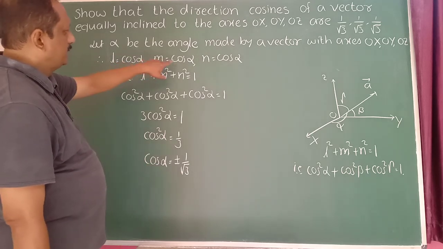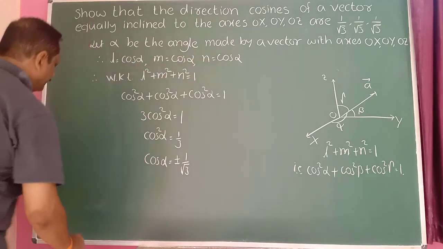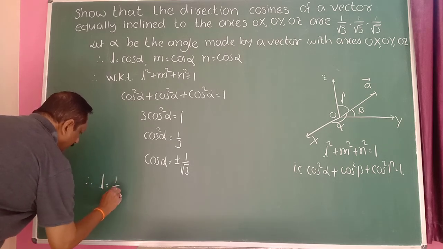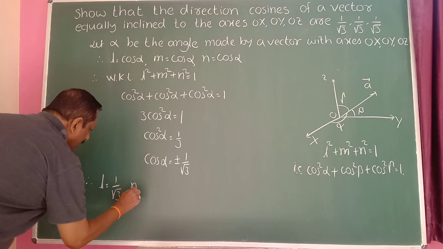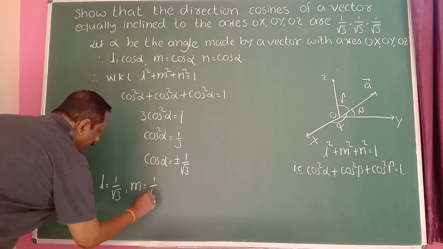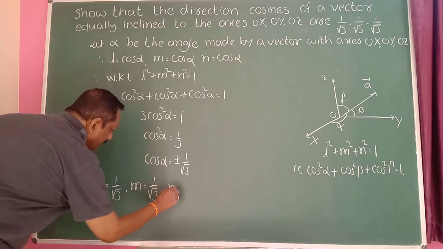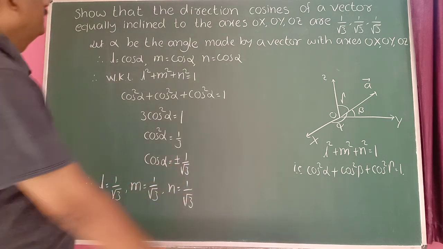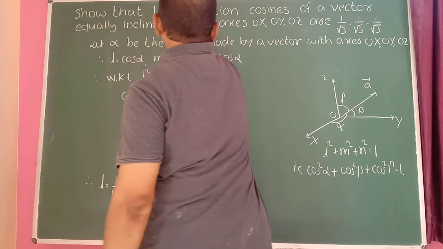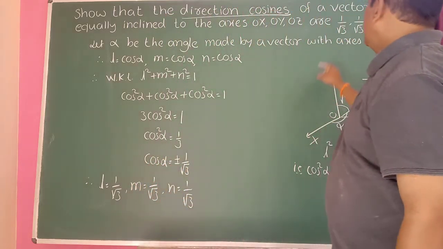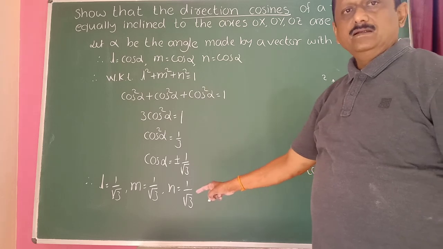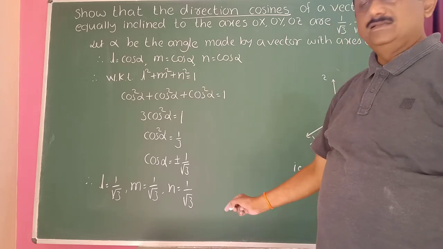So l is equal to 1 divided by root 3, m is equal to 1 divided by root 3, and n is equal to 1 by root 3. Okay, therefore here we show that the direction cosines are 1 by root 3, 1 by root 3 and 1 by root 3. So l, m, n are the direction cosines here. So this is the solution here.